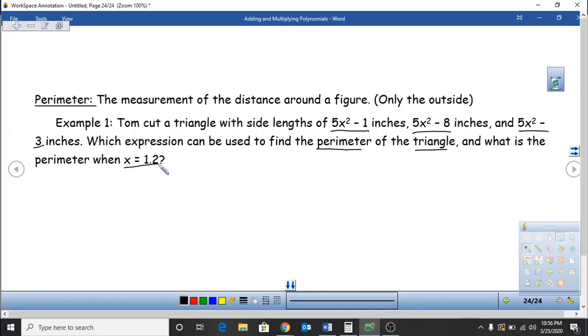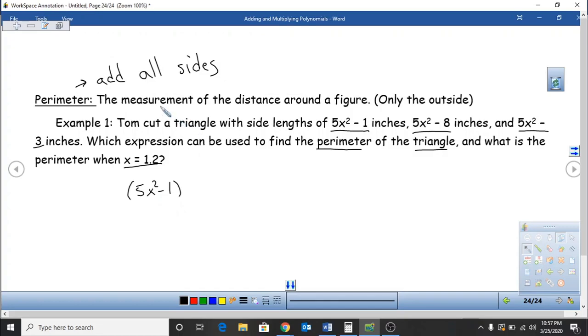Which expression can be used to find the perimeter of the triangle, and what is the perimeter when x equals 1.2? So the first thing I need to know is perimeter means that you add all sides. So I'm going to make this note right here. You have to add all sides. Right, so what I'm going to do is take these sides right now. I know they don't give me numbers, but they do give me expressions. Okay, so I'm just going to add all the sides.